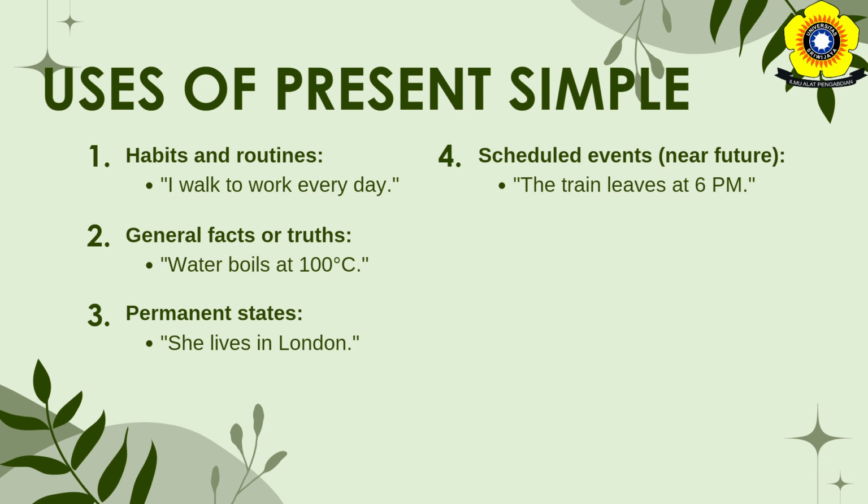For the second one is general facts or truth. Example: water boils at 100 degrees Celsius. Third one is permanent states. Example: she lives in London. Last one, scheduled events. The train leaves at 6 p.m.